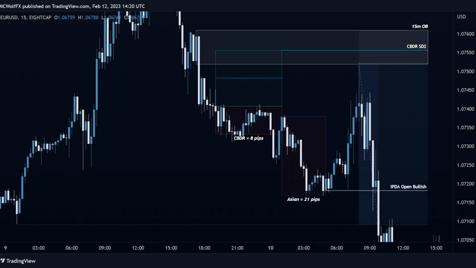And here is a 15-minute chart for the euro versus dollar, another great example where everything met the ideal criteria to use CBDR and IPDA as trading reference points. Here you can see we had a tight CBDR range of only 8 pips, an Asian range of 21 pips, and then a bullish IPDA opening, all indicating towards a seller profile for this specific pair. As a result, you can see price traded up into a 15-minute order block pre-London, which is in line with a standard deviation of 2, before trading bearish and taking out the previous lows.